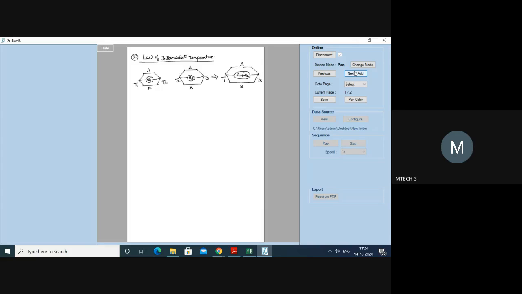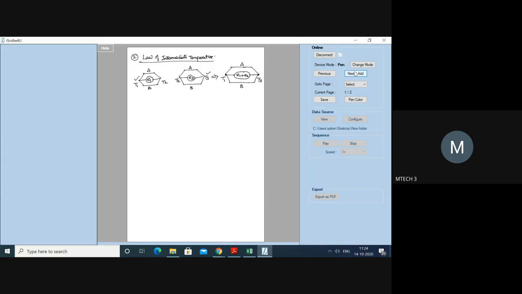E2 is the EMF developed between T2 and T3. And if you maintain T1 of the first case and T3 of the second case as the extreme junction temperatures, the EMF developed will be equal to E1 plus E2. So this is called the law of intermediate temperature. Now this is about the thermocouple. But by using a thermocouple, it is generally not possible to measure smaller temperatures.